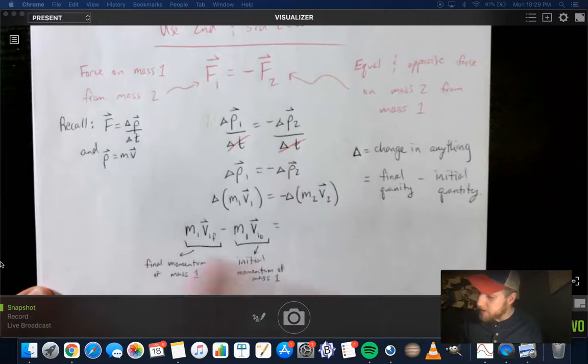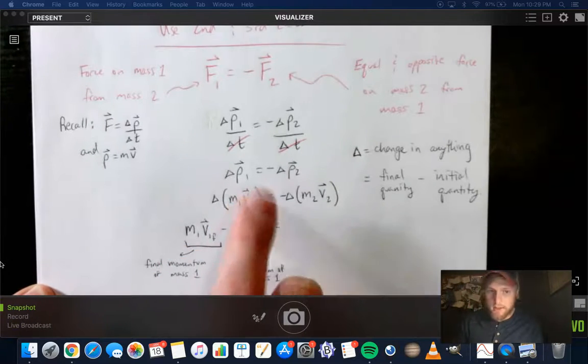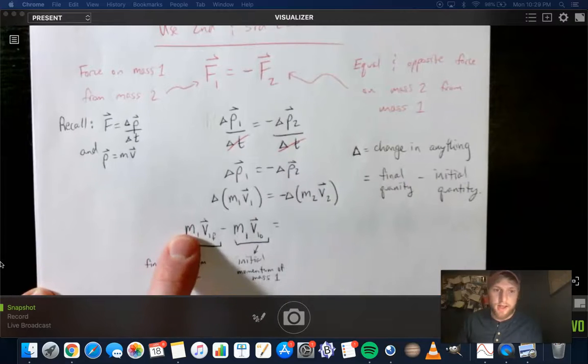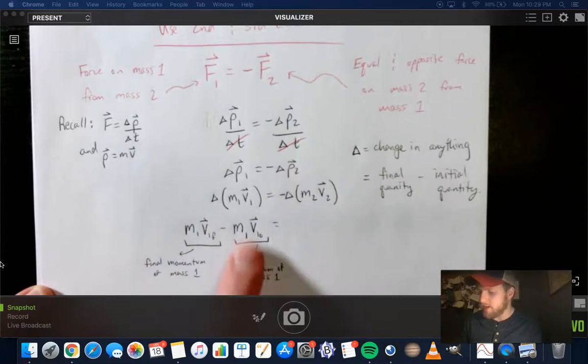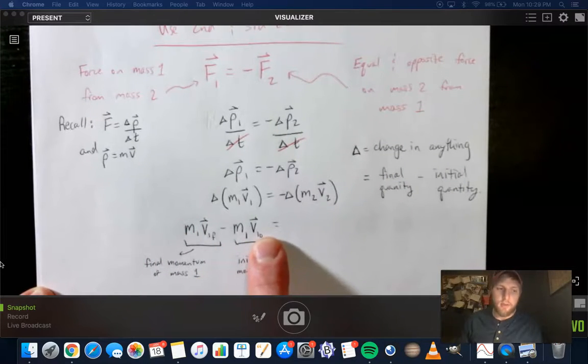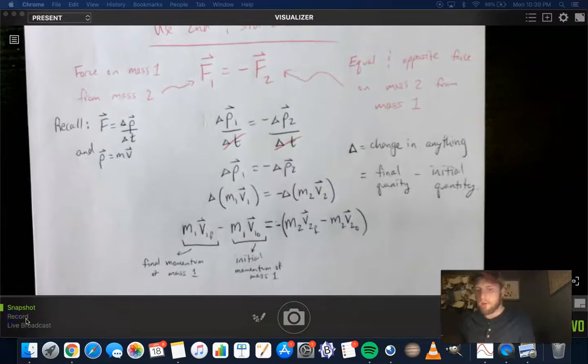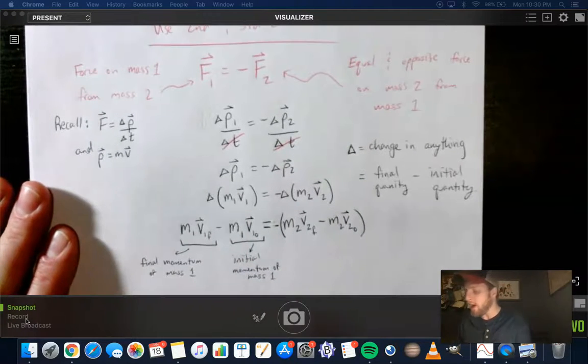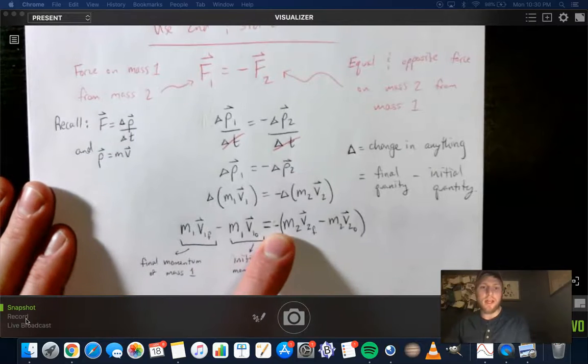So I've expanded this out. The final quantity here that we're talking about for the change is going to be the final momentum of mass 1. That's just its mass times its final velocity minus the mass times its initial velocity. We can fill in the other side as well. So I've also expanded this out. I won't write those in. You're welcome to do that as well. Important, we've got to keep our negative sign out front.